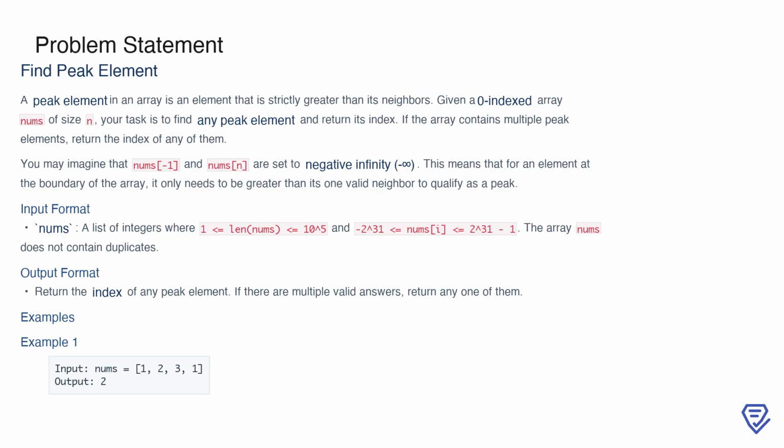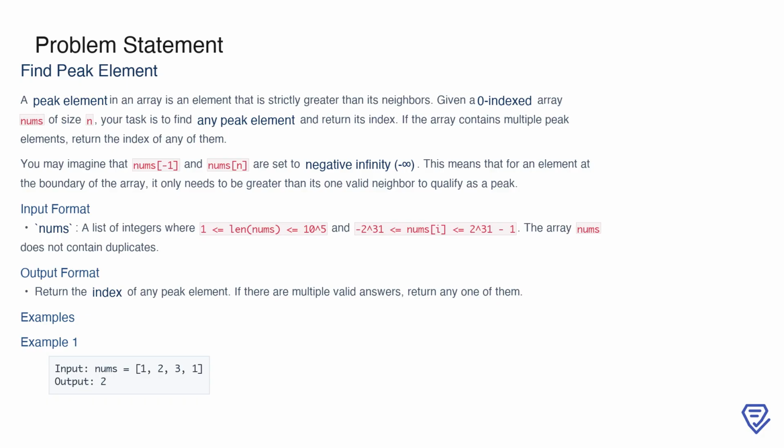A peak element is defined as one that is strictly greater than its neighbors. For instance, in a zero-indexed array, if an element at index i is greater than both nums[i-1] and nums[i+1], then it qualifies as a peak. If the element is at the boundary of the array, it only needs to be greater than its single valid neighbor. To simplify the problem, we can imagine that the elements outside the array, nums[-1] and nums[n], are set to -infinity, ensuring that boundary elements have a well-defined comparison.